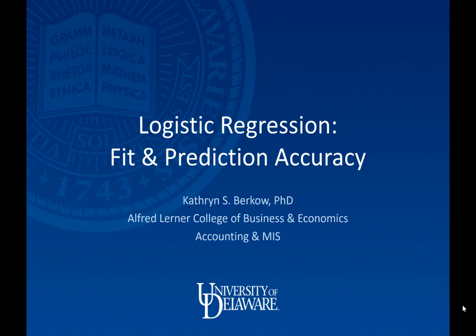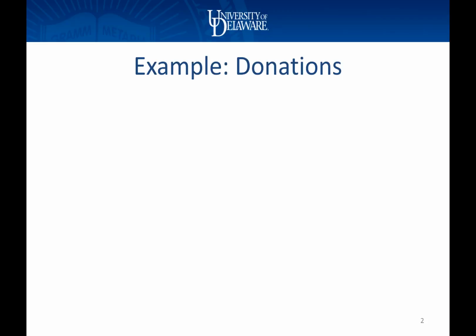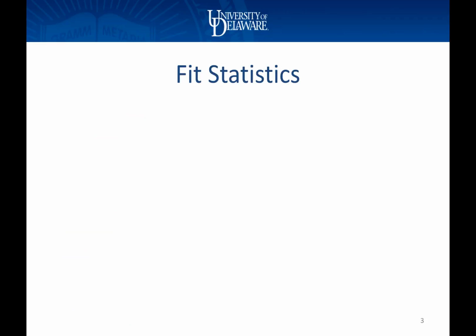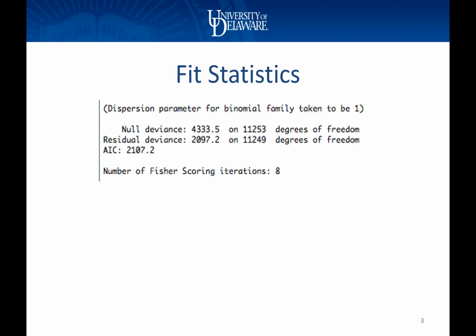Next, we're going to talk about fit and prediction accuracy for logistic regression models. This video will cover just fit statistics. Remember our donations example, where we're predicting whether someone donates and we're using age, income, employment status, and the number of dependents in their household to make a prediction. This was the R output for that model, and more specifically at the bottom, this was the fit section, the information about whether the model fits the data well.